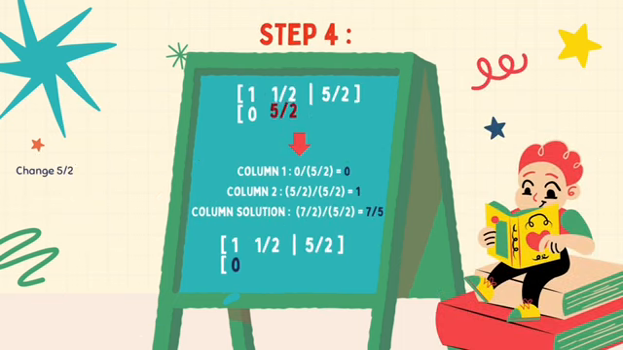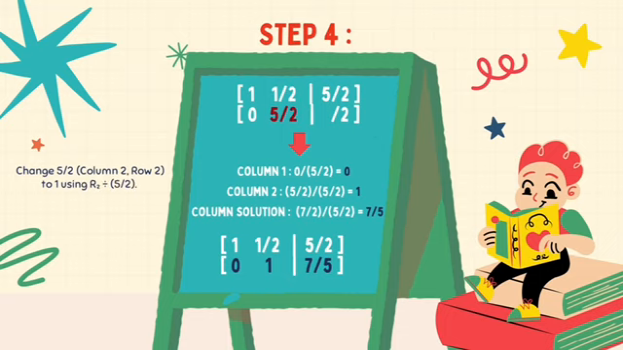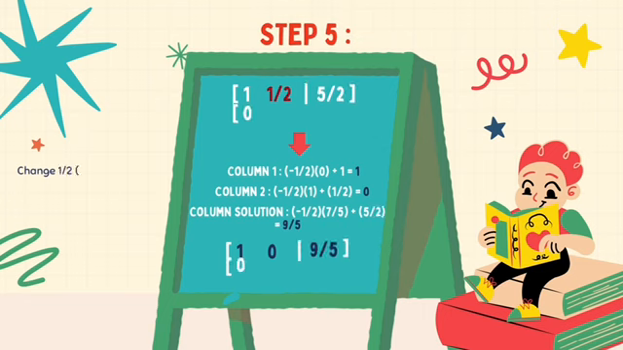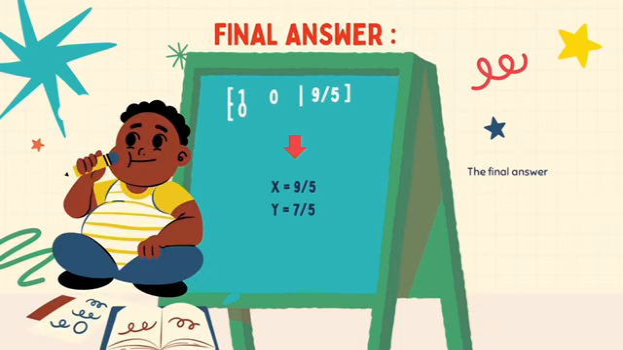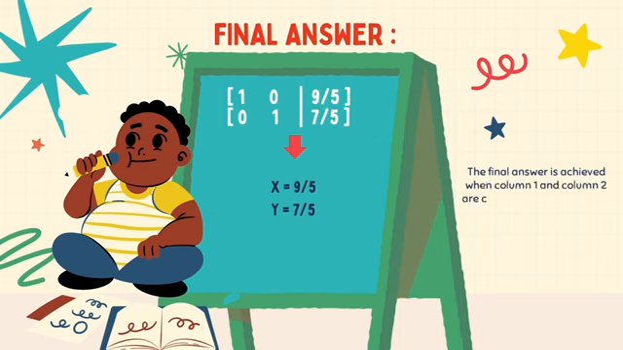Step 4. Change 5 over 2 in column 2, row 2 to 1 using R2 divided by 5 over 2. Step 5. Change 1 over 2 in column 2, row 1 to 0 using negative 1 over 2 multiply R2 plus R1. The final answer is achieved when column 1 and column 2 are converted into an identity matrix.